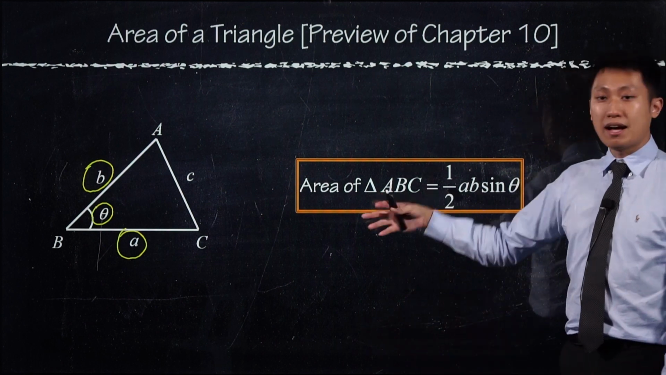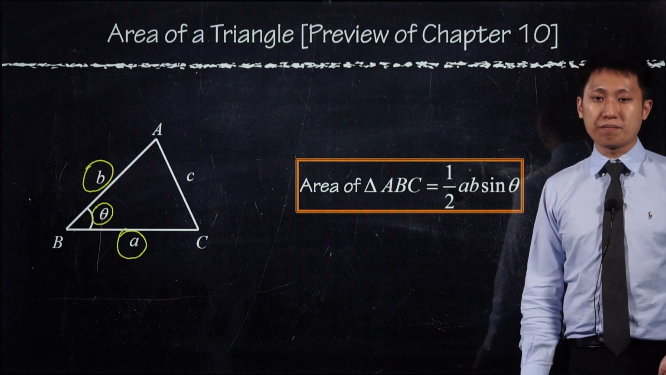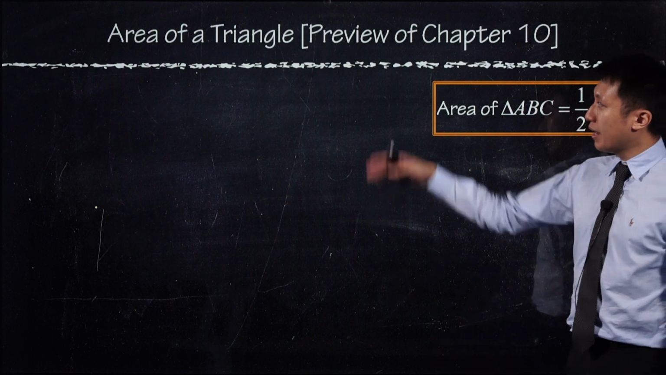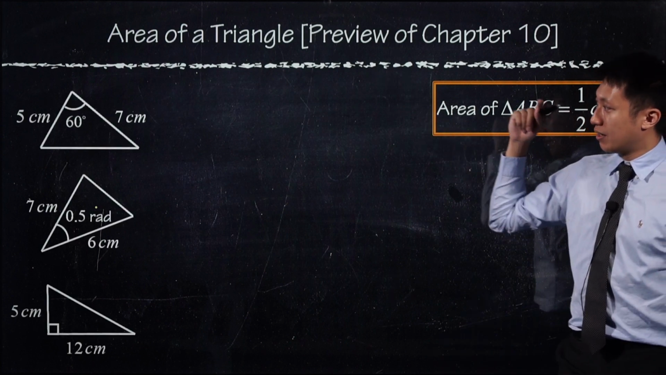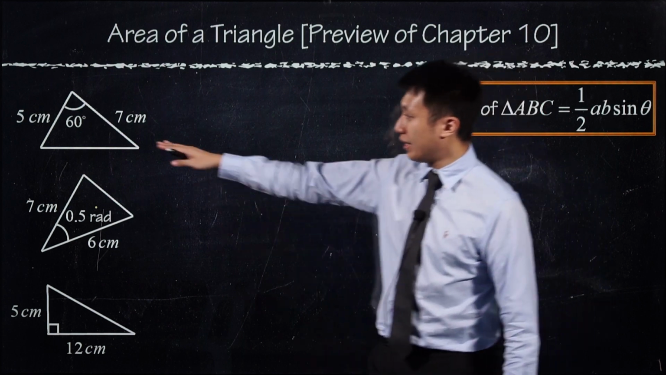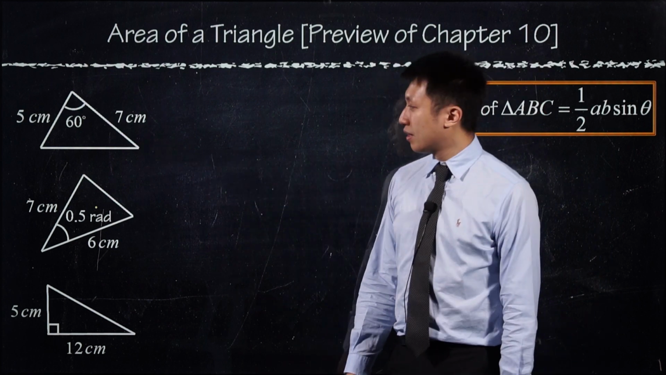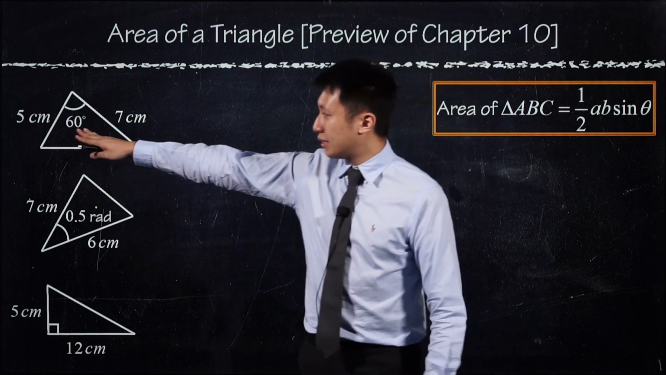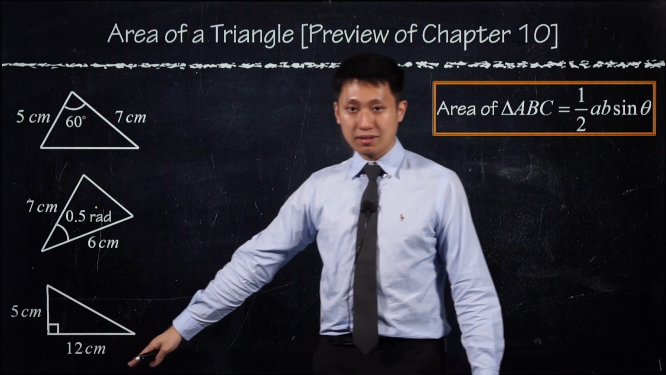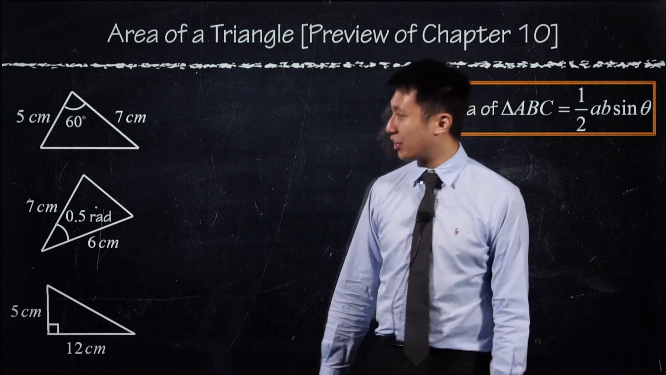Now you're going to use this formula to solve problems in this chapter. All right, area of triangle. This one we try to figure out the area of this. A few examples here, so you can try it yourself. You see here, this is in terms of degree, this in terms of radian. Then this one, it's your choice.